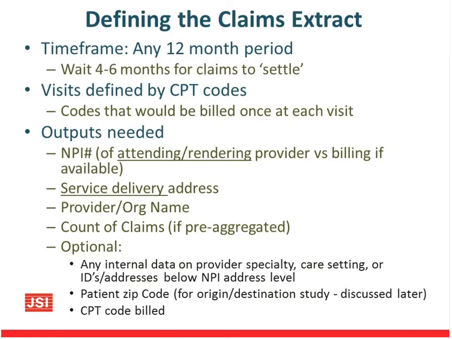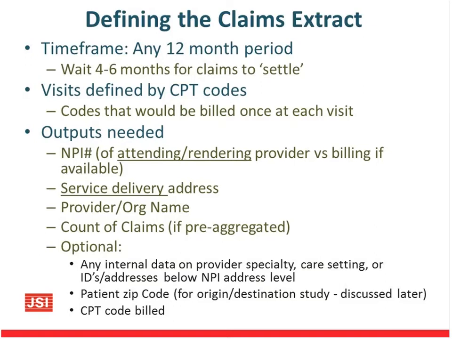You know, the provider and organizational name, if you've got their MPI, you more or less already know who they are. So that's not the biggest deal, but it's good to have. And then this count of claims. If you've got a record level data set, you don't need a count. You're going to do the counting on your own. But if it's pre-aggregated in any way, to an address or an MPI number or anything else, you'll need to have them provide that count.